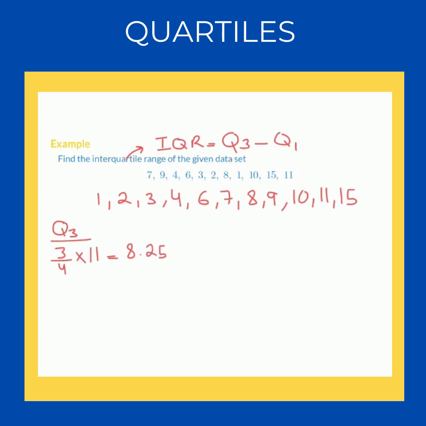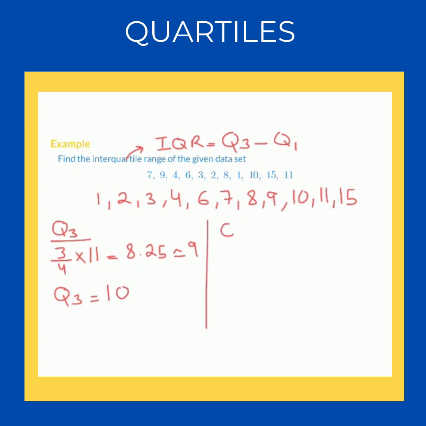So the answer is 8.25. Now, since this answer is not a whole number, then I have to round up to 9 and pick the 9th term. So this is the first, second, third, fourth, fifth, sixth, seventh, eighth, and 9th. So the 9th term is 10, and this is Q3.